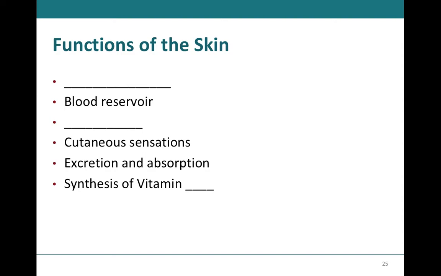And then the macrophages that are in our skin can give us protection from any foreign invaders. Now, the cutaneous sensations of the skin, we have different types of sensory receptors found at different layers. So we have tactile sensations for touch, pressure, vibration, and tickle. We have thermal sensations of warm and cool, and then of course we can feel pain.